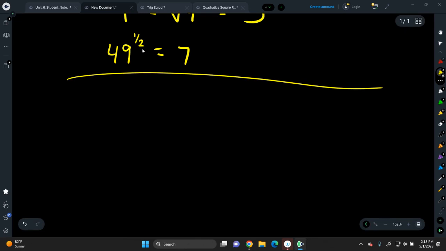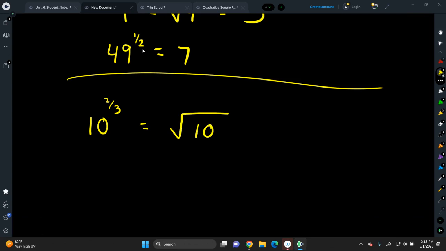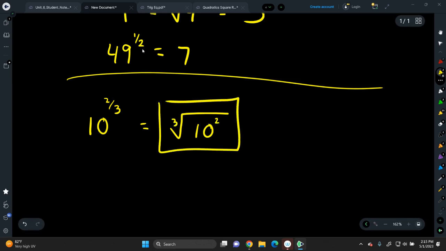Let's see if we can go from exponent to radical. So let's say 10 to the 2/3. How would I write that as a radical? Where's the 2 go? Here? Yes. 2 goes there and the 3 goes there. Boom, we're done. Okay.